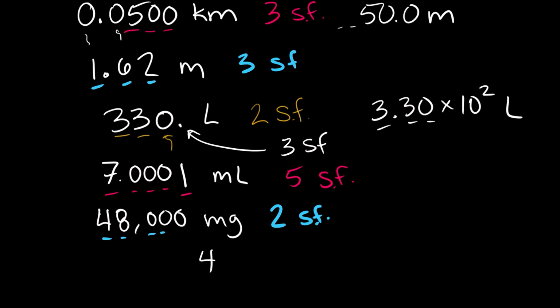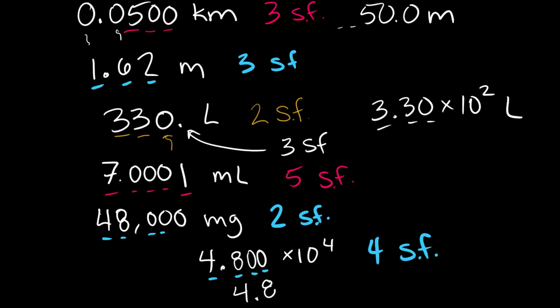Well, if you put it in scientific notation, 4.800 times 10 to the 4th, then you can clearly see that all 4 of those are significant digits. Okay? And in scientific notation too, you could clearly show if it just is 2 significant digits. You could clearly show by just putting 4.8. So that would be 2 significant figures.